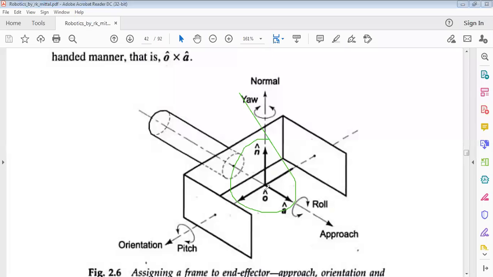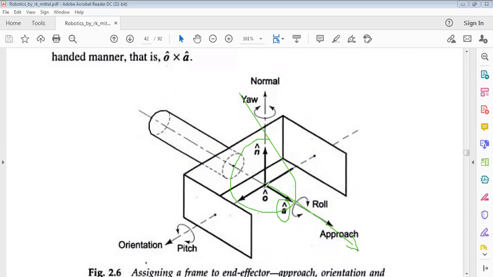First, along the z-axis. So this is the z-axis. The vector is called the approach vector. It is denoted as a cap. A cap is the unit vector along the z-axis. This approach vector is the direction in which the end effector moves towards the object. In this direction, the end effector moves to grab.